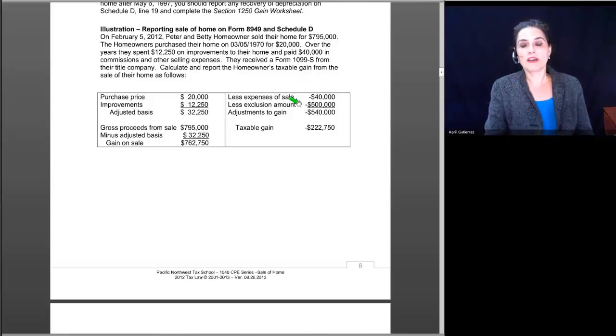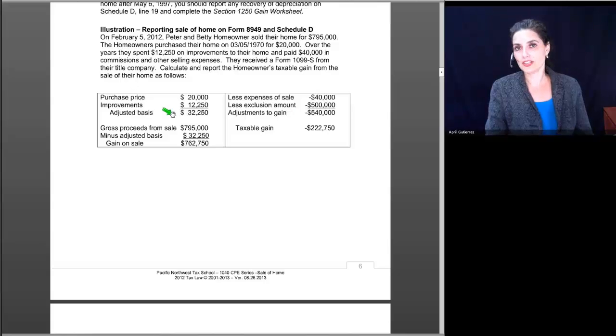So their exclusion amount is $500,000. They're going to use it in full because the gain on the sale is more than the exclusion amount. And so IRS says take the expenses of the sale, add those to the exclusion amount, and then enter those on the adjustment line of the 8949. The net gain is $222,750.